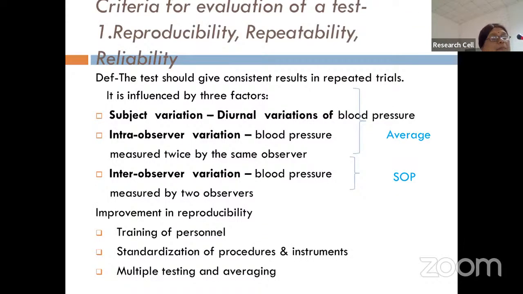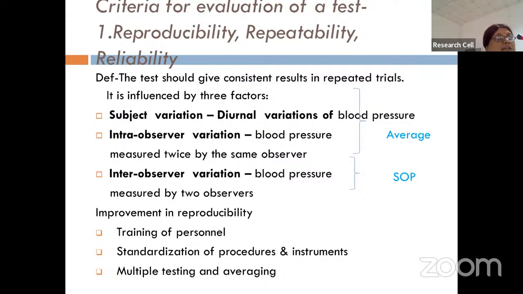So what do you mean by reproducibility? The other names for this criterion are repeatability or reliability. So what is repeatability? It means the test should give consistent results. Even after you repeat the test, or even after another person repeats the test, the results should be consistent. And this is called reproducibility or repeatability. This is influenced by three factors.